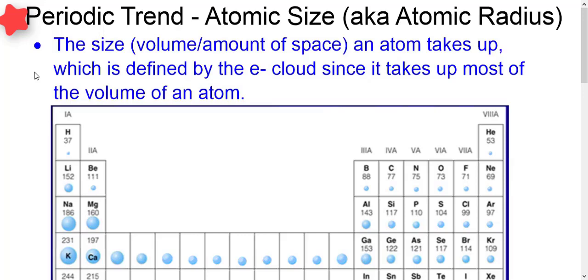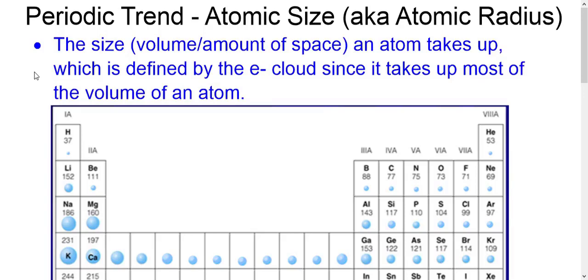So this is the first periodic trend we're going to cover, and it is the size. How much space does an atom take up? Now this is a radius. If you think of a radius of a circle, it's half the distance. Typically that's how it's measured.